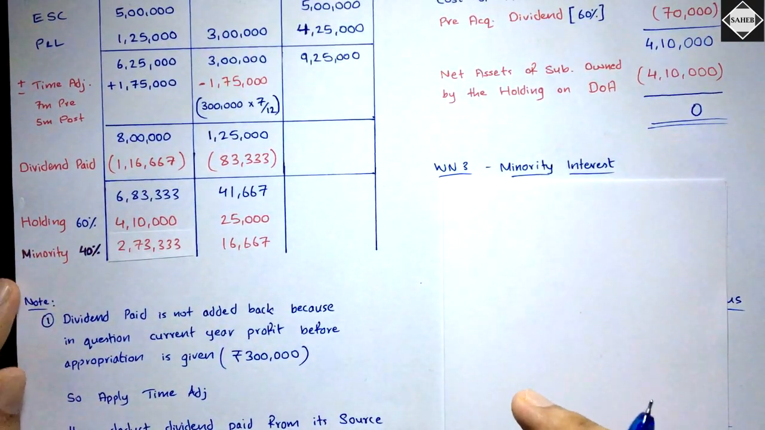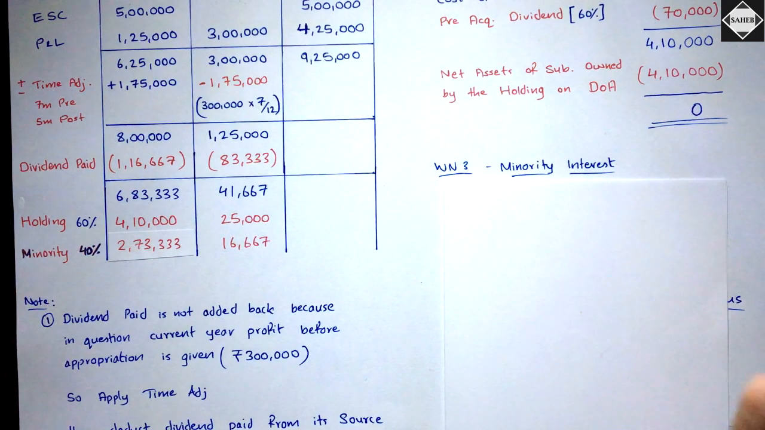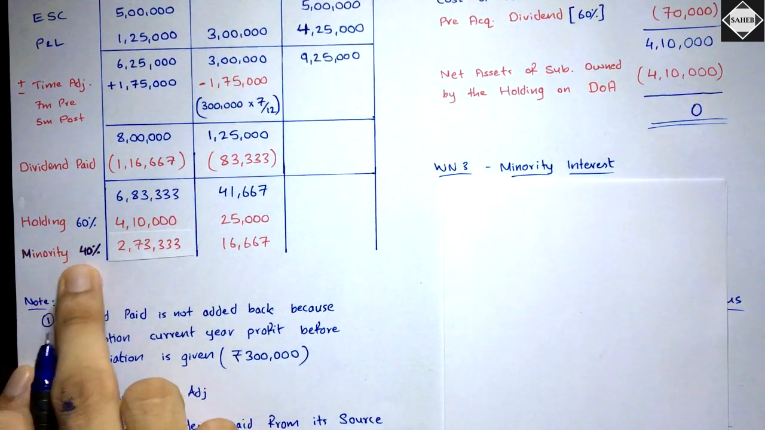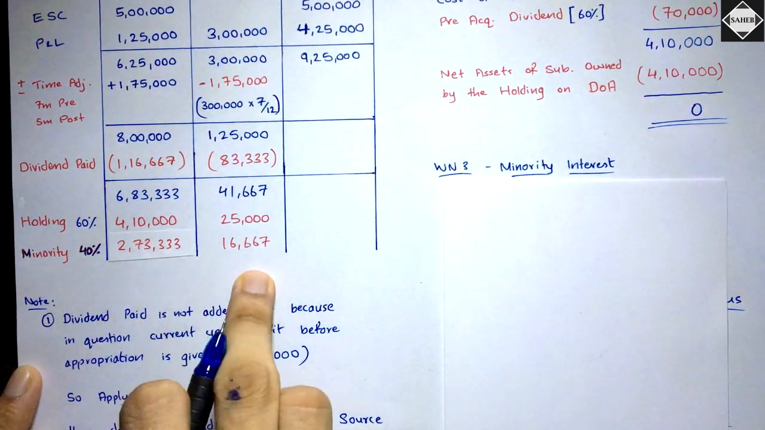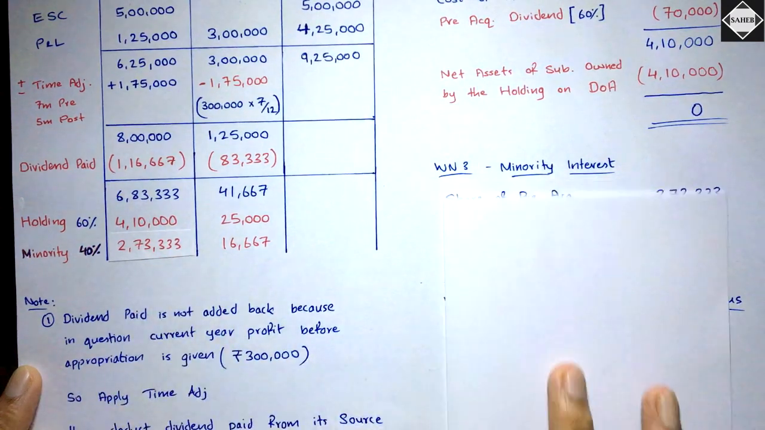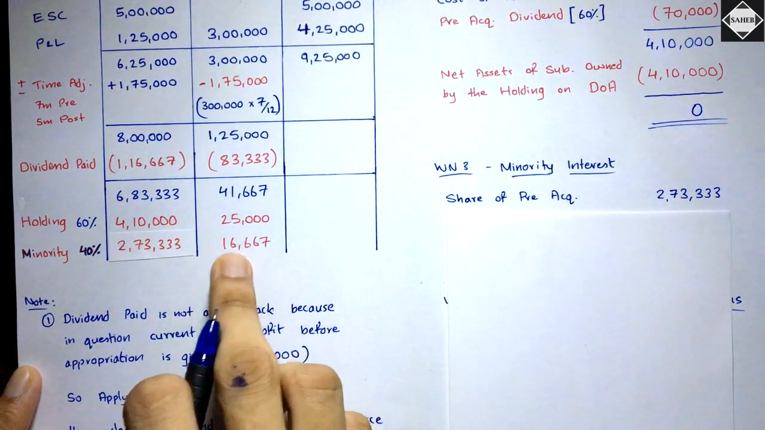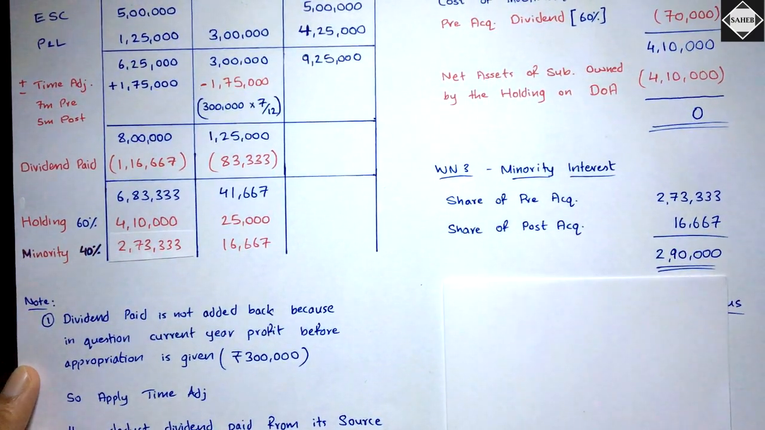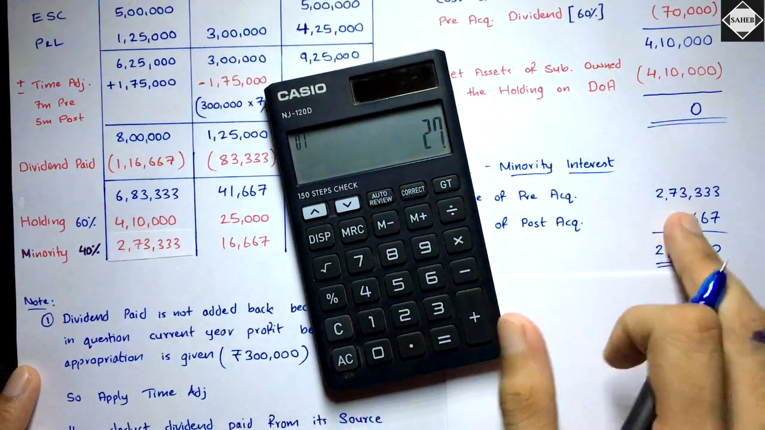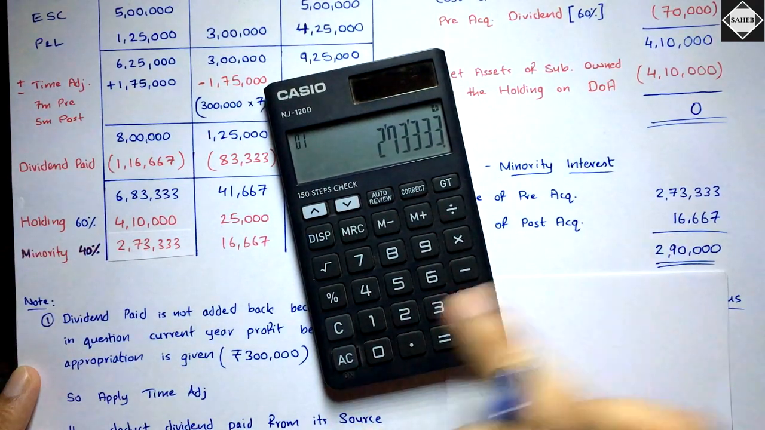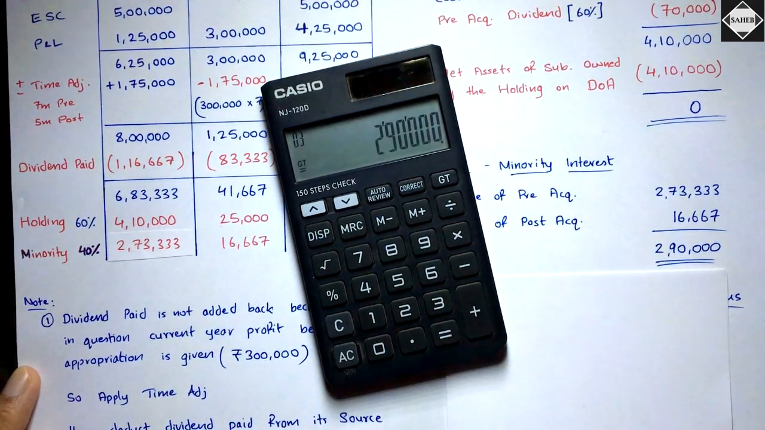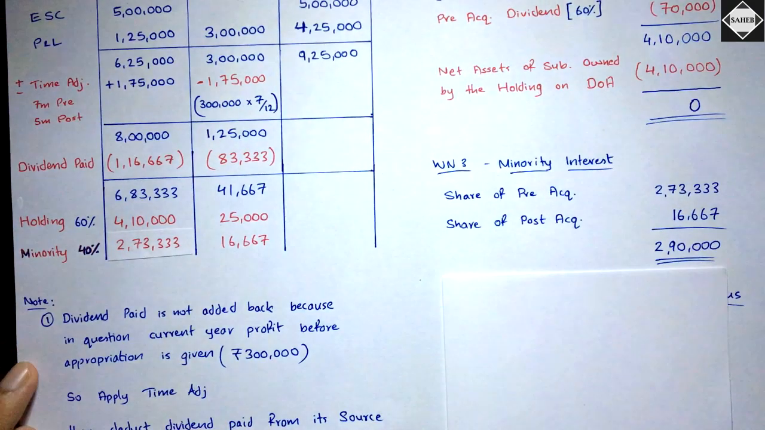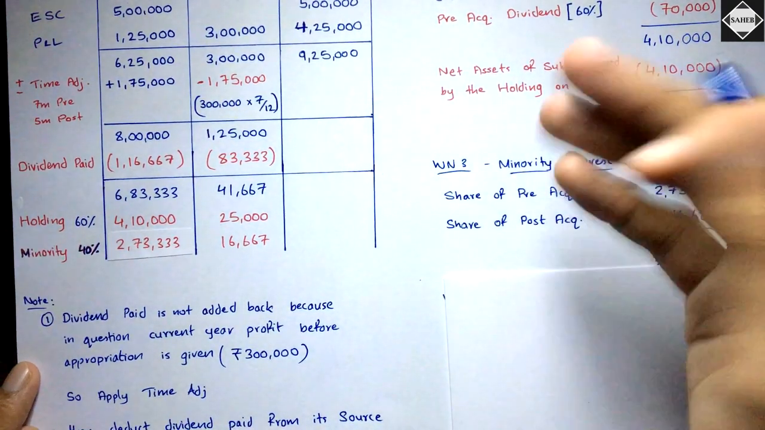Working note number 3. Now, how will you do the minority interest? Simple, sir. We all know how to do the minority interest working note. Just take minority percentage of everything. What everything, sir? See here. Minority 40%. Pre-acquisition, post-acquisition. 2,73,333. See here. Share of pre-acquisition, and then share of post-acquisition 16,667. That's all minority interest is. 2,73,333 plus 16,667, that's equal to 2,90,000. That is the minority interest which will be taken to the consolidated balance sheet.